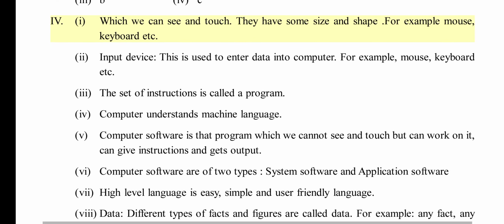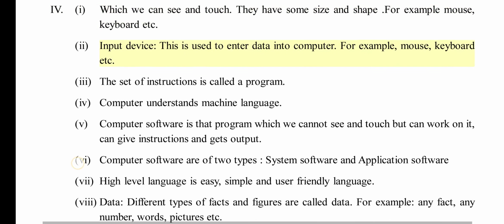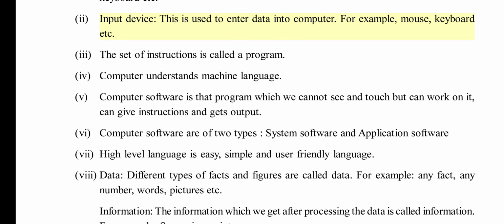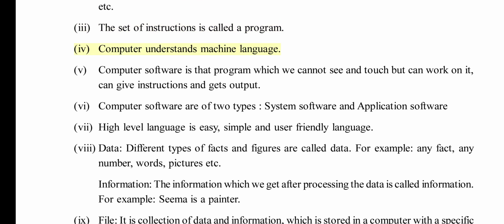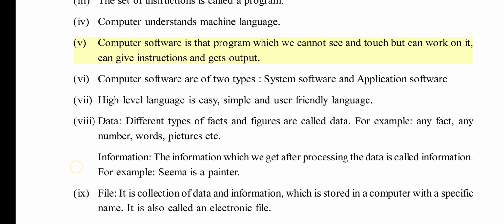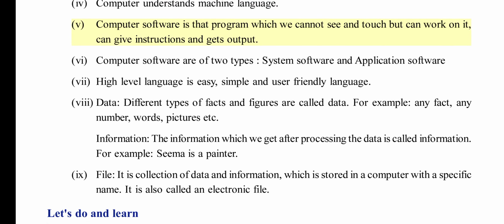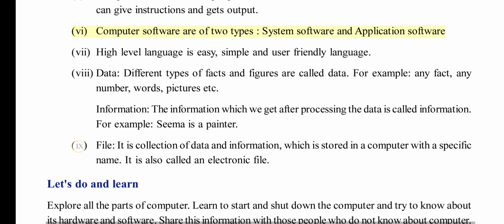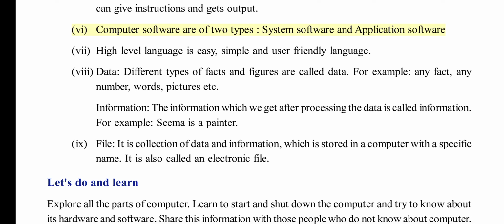Hardware is that which we can see and touch. They have some size and shape, for example mouse, keyboard etc. Input device is used to enter data into the computer, for example mouse, keyboard etc. The set of instructions is called a program. Computer understands machine language. Computer software is that program which we cannot see and touch but can work on it, can give instructions and get output. Computer software are of two types, system software and application software.